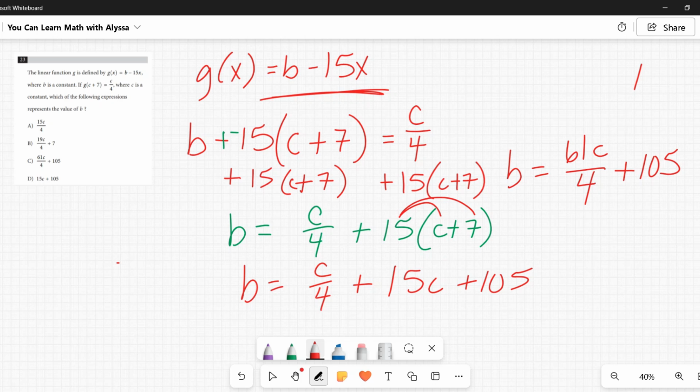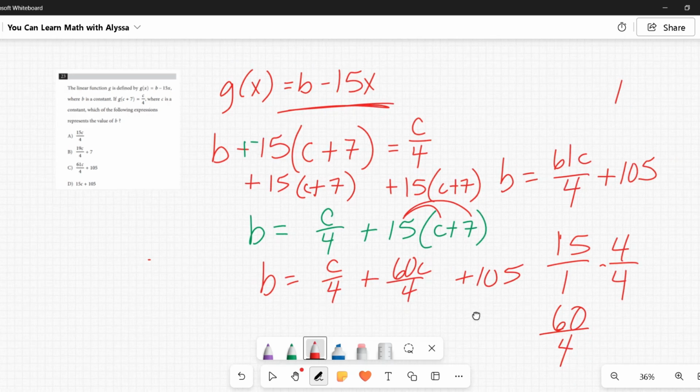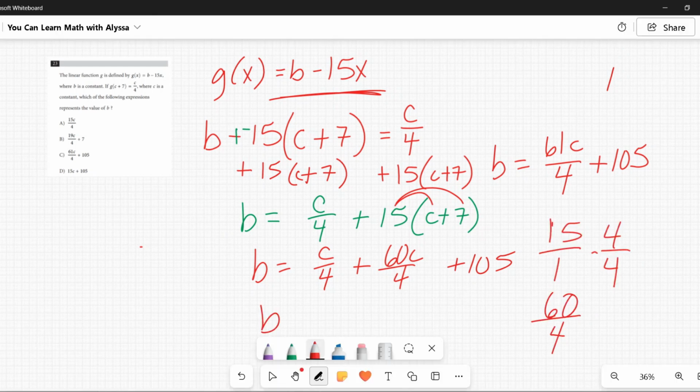So that would be 15. If you convert that to fourths, it's 15 over 1 times 4 over 4, and you get 60 over 4. So it would be c over 4 plus 60c over 4. You add those together: 1c over 4 plus 60c over 4 equals 61c over 4. And that 105 just stays as it is. So yeah, that also gets you to that same answer, C.